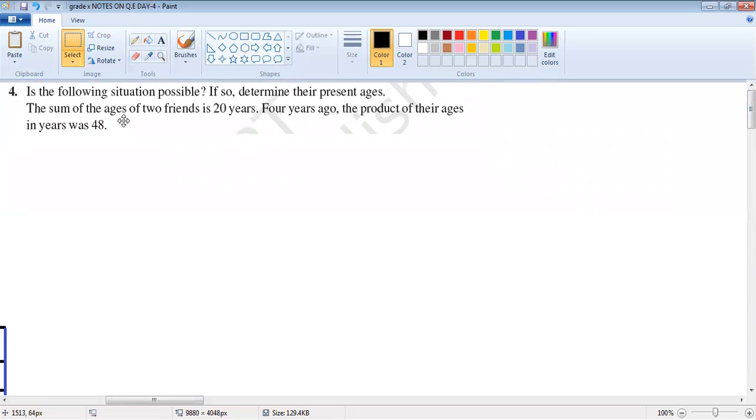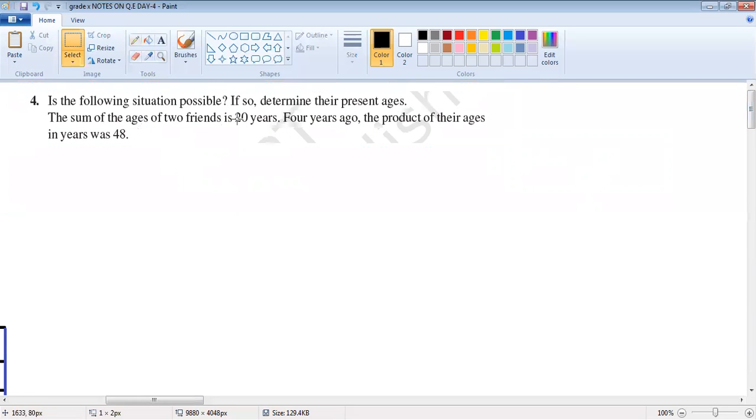Next, another set of questions. Is the following situation possible? If so, determine the percentages. The sum of the ages of two friends is 20 years. Now, when it comes to ages, friend A and friend B, we are talking of the present. So one friend is x years, and the other friend is 20 minus x years.